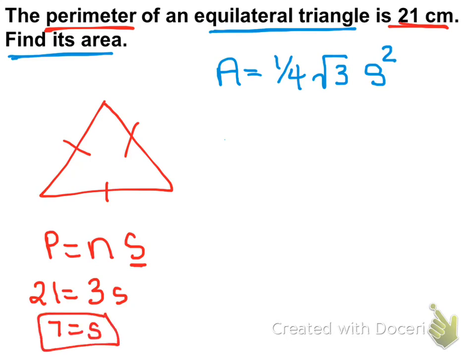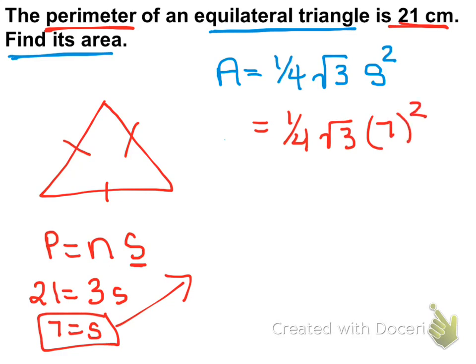Now that you have the length of the side, you can put it into your formula. The area then would be 1/4 times the square root of 3 times 7 squared. Punch that into your calculator. After punching this into your calculator, you should have found that the area was approximately 21.2 centimeters squared.